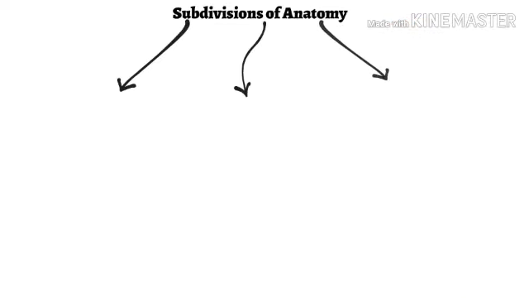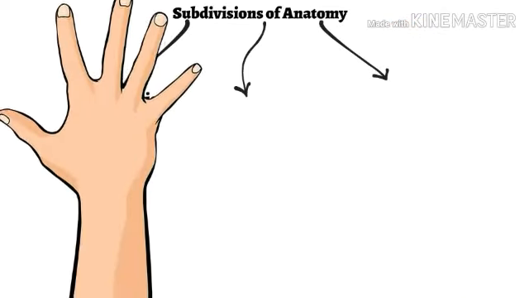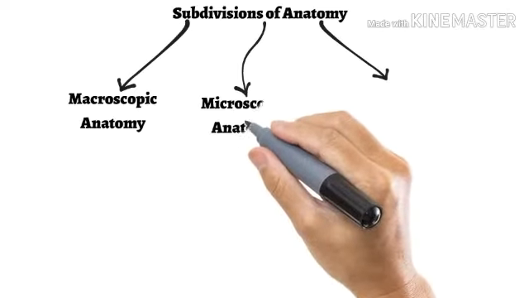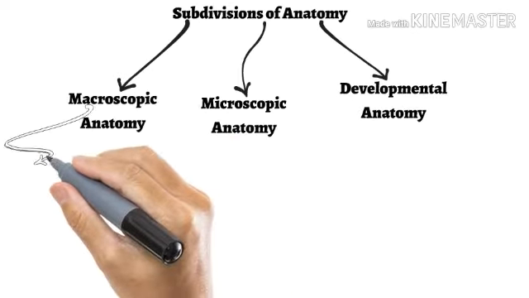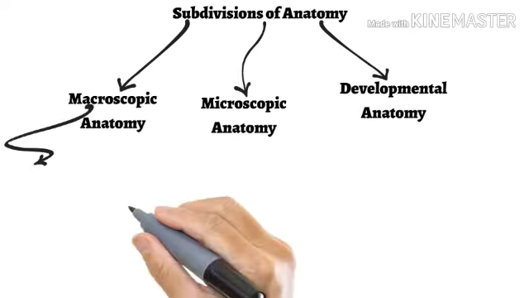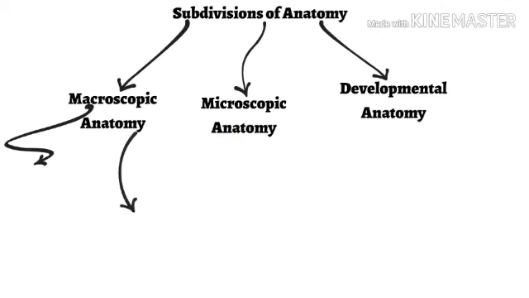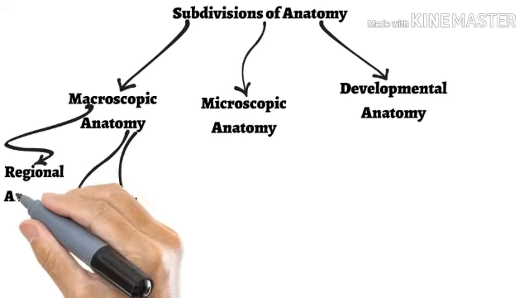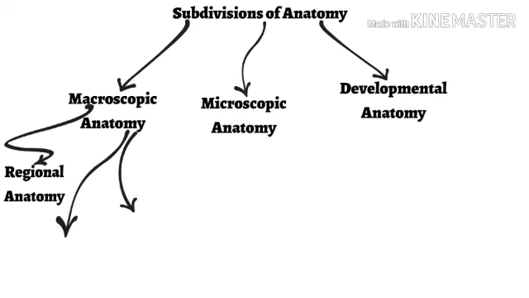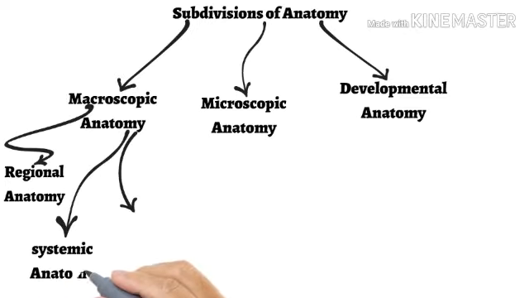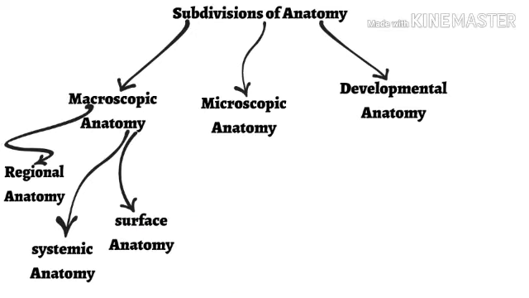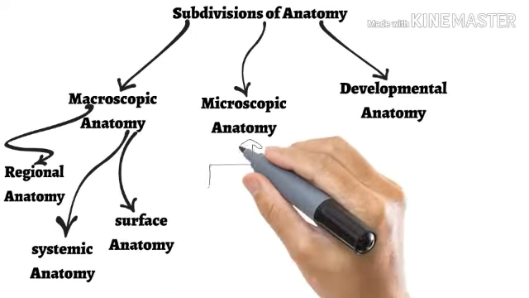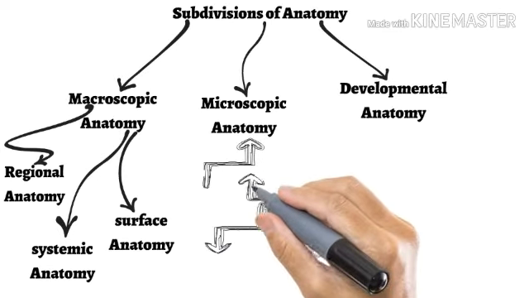Anatomy is a branch of science that has subdivisions. We have three branches of anatomy. The first one is macroscopic anatomy, the second one is microscopic anatomy, and the last one is developmental anatomy. Macroscopic anatomy is also divided into another three: the first is regional anatomy, the second is systemic anatomy, and the third is surface or superficial anatomy. Don't worry, you're going to get the meaning of all those anatomy branches, one after the other.